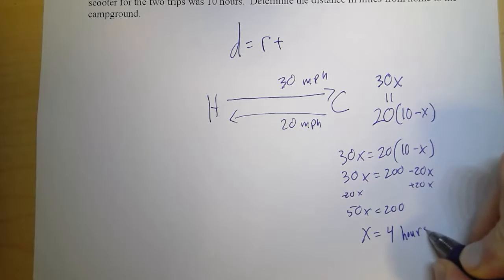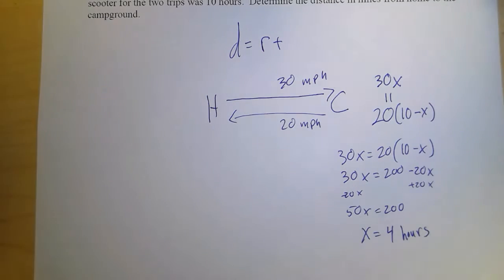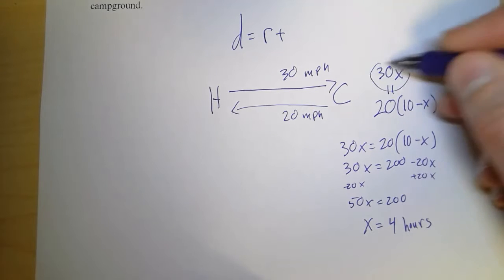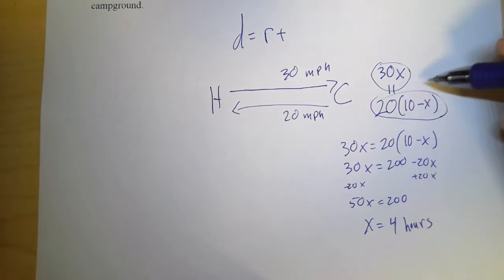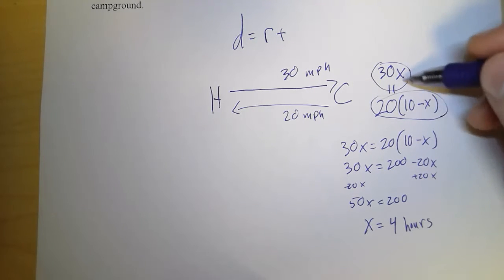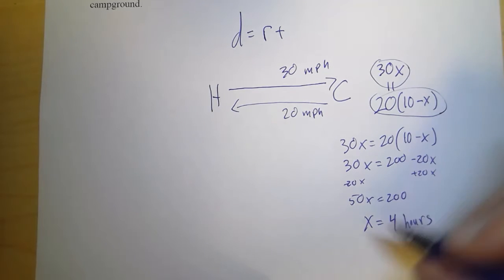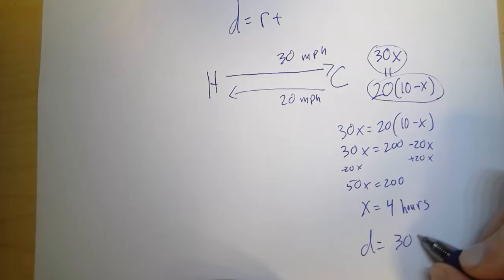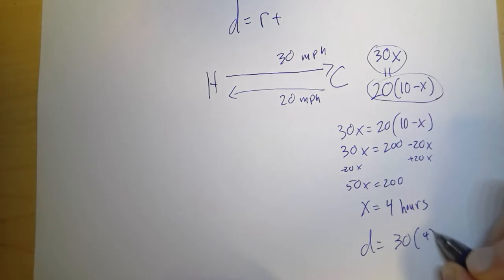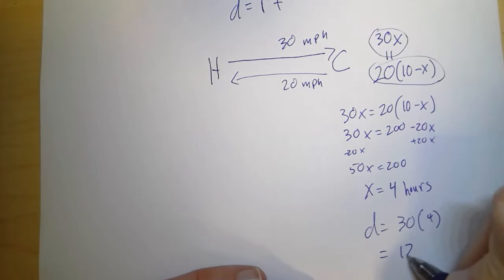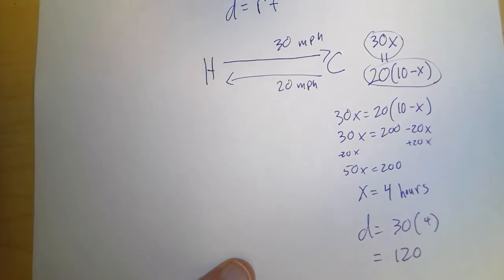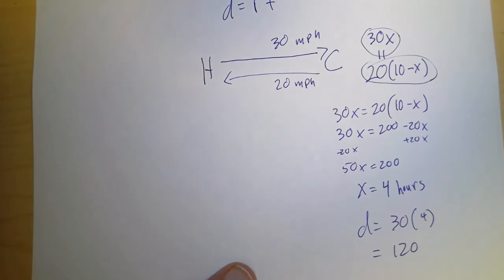But what we want to know is, what is the distance? Well, we said that this is the distance going and this is the distance coming back, which is the same. That's what allowed us to set up this equation. So our distance equals 30 miles an hour for 4 hours. So that means the distance is 120. And you didn't have to actually say miles. You could just say 120. And we're done.